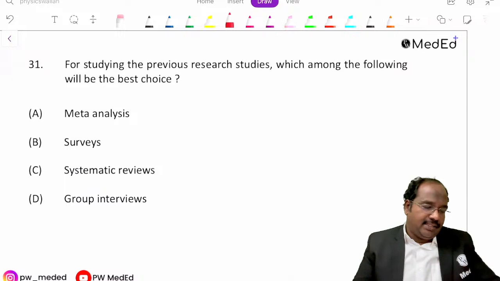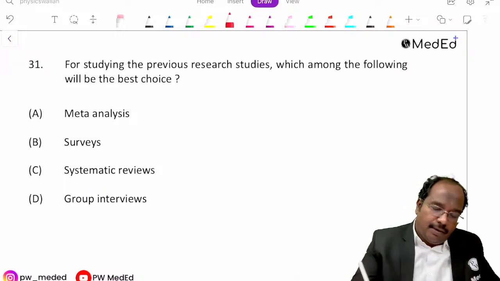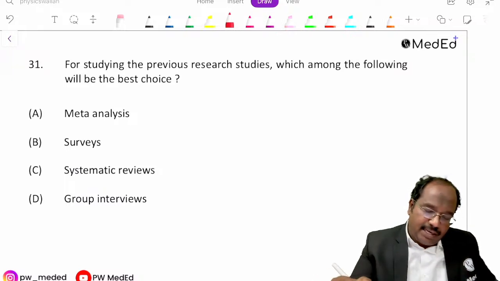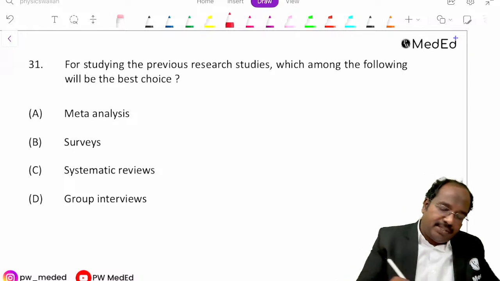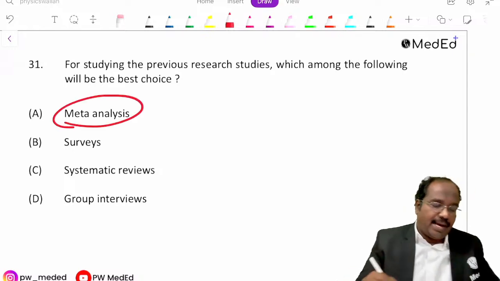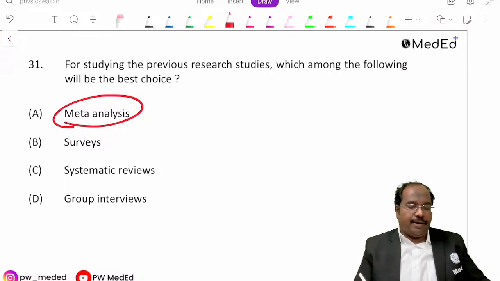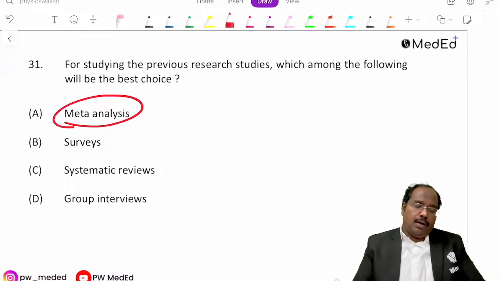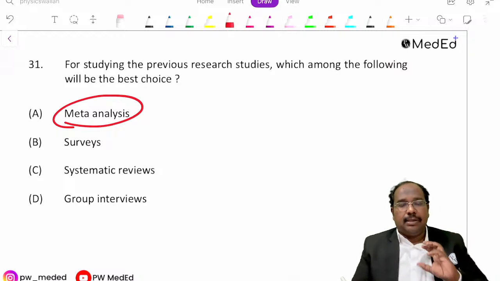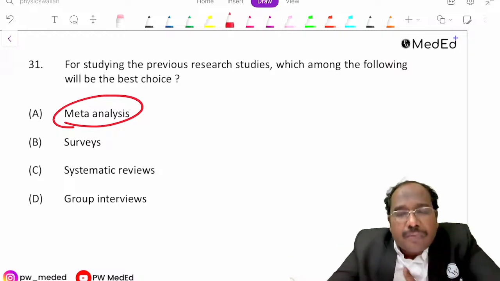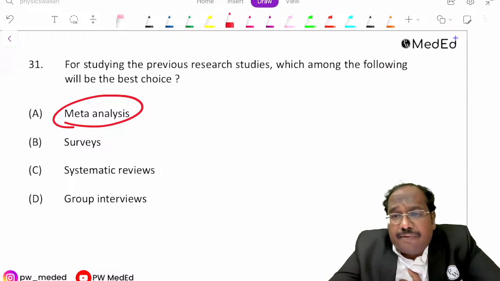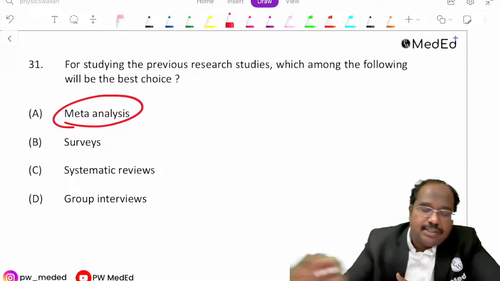Yes, the answer for this question is from the previous study, which among the following is the best choice? Okay, answer is meta-analysis, guys. So look here. Meta-analysis, listen. These are some of the advanced forms of study designs, which we use for evidence-based research.